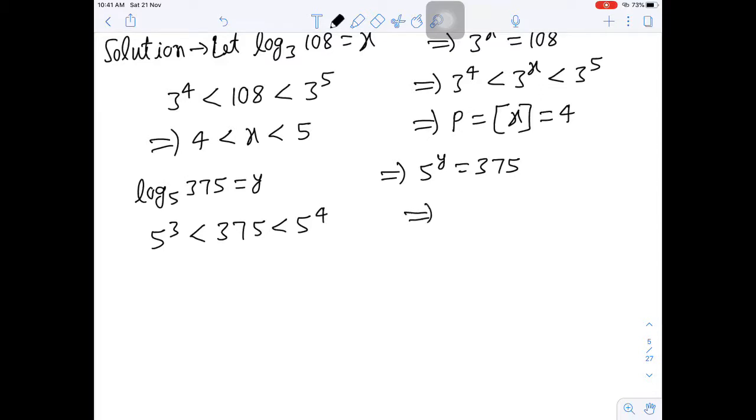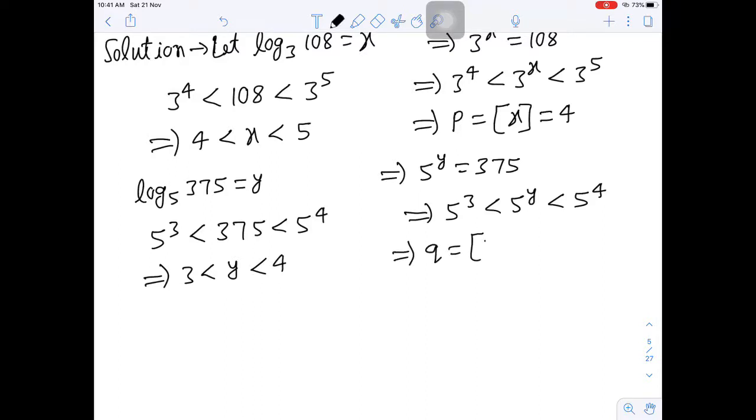Now if you replace 375 by 5 to the power y, again the base everywhere is 5, it is the same and it is greater than 1. So when you cancel the base, you will get 3 and 4. So y is between 3 and 4. Now q is nothing but the greatest integer function of y. So when y is between 3 and 4, the greatest integer function of y is the previous integer, 3.